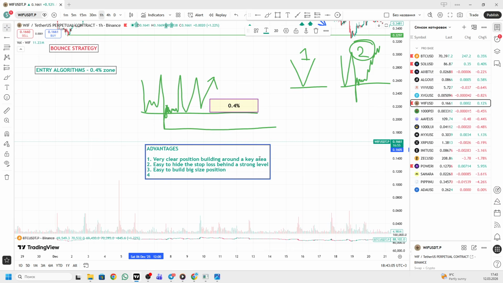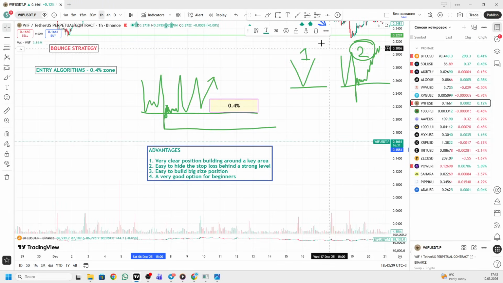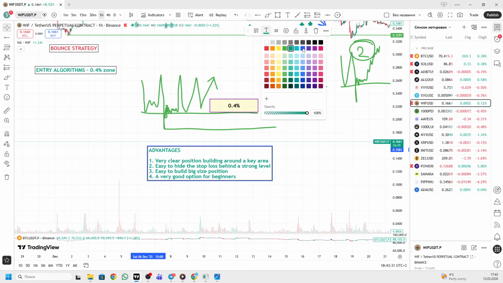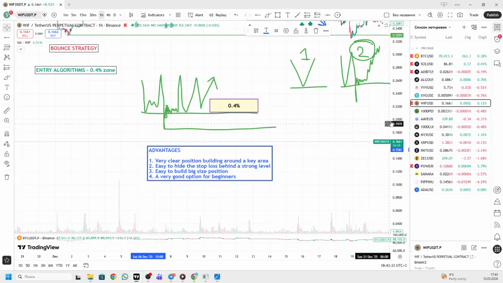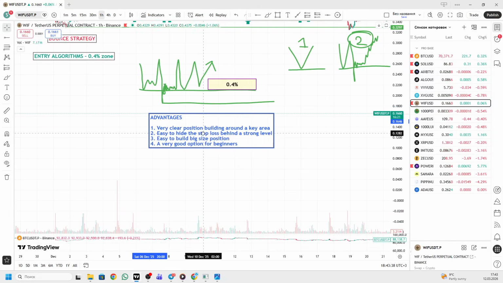Another thing, it is a very good option for beginners, this 0.4 zone. I want to write this down as well: a very good option for beginners. So these are advantages.